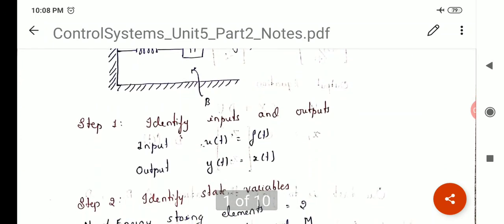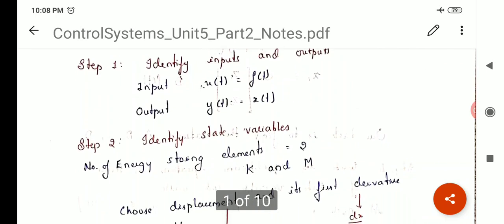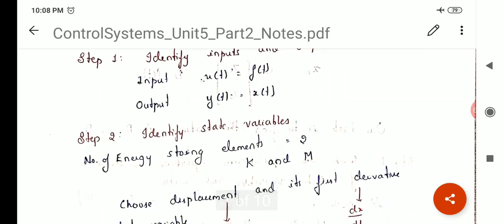So here the first step is to identify the inputs and outputs. There is one input, that is force, and there is one output, that is x. X is the displacement which is mentioned to be taken as output in the problem statement. The next step is to identify the state variables. As I said, the number of state variables equals the number of energy storing elements. There are two, K and M, so there will be two state variables.